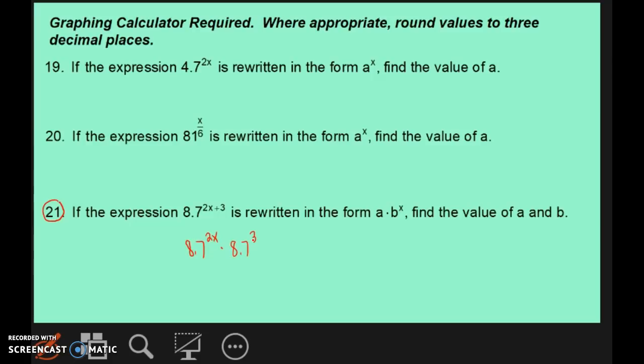Then for 8.7 to the 2x, I'm trying to write that in the form where I have a base with an exponent of x, and then that coefficient. I'm going to rewrite this a little bit: 8.7 to the third, and this part right here, I'm going to write as 8.7 squared, to the x. Now my next step is to calculate what those two expressions are. I'm going to use a calculator here.